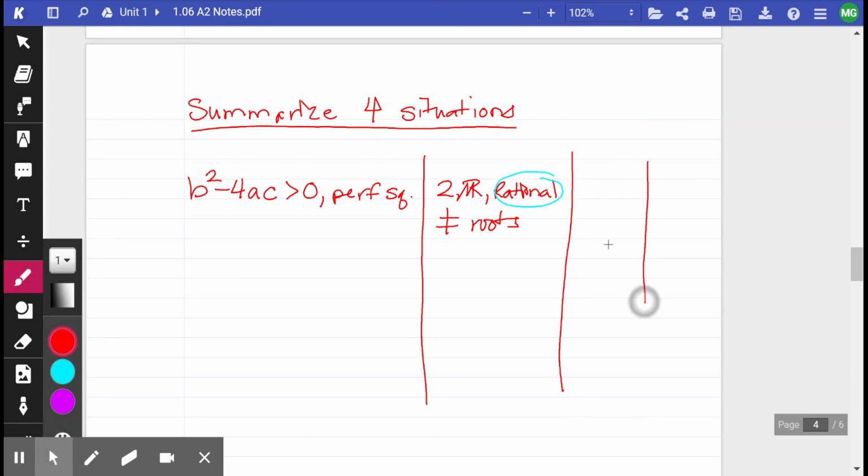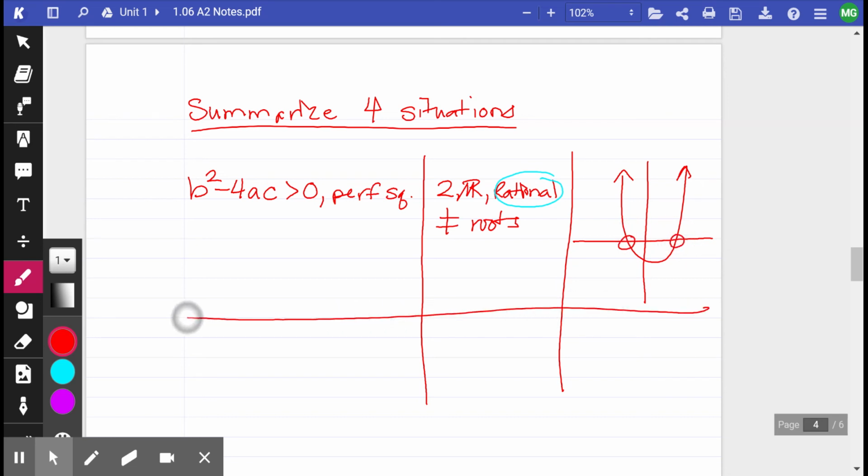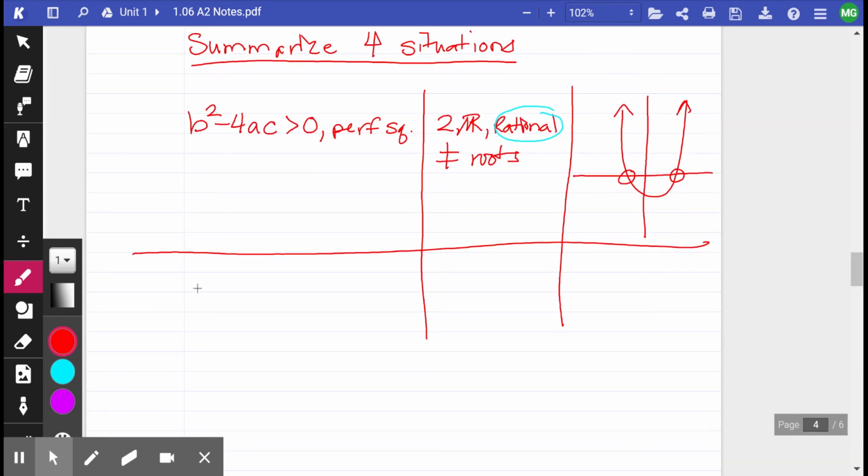If we looked at a sketch of what this graph would look like, it would be a parabola, your quadratic, hitting the x-axis in two nice points. So maybe two integers or two rational numbers. It could be fractions. Next option, b squared minus 4ac is greater than 0 still, so still positive, but the discriminant is not a perfect square.